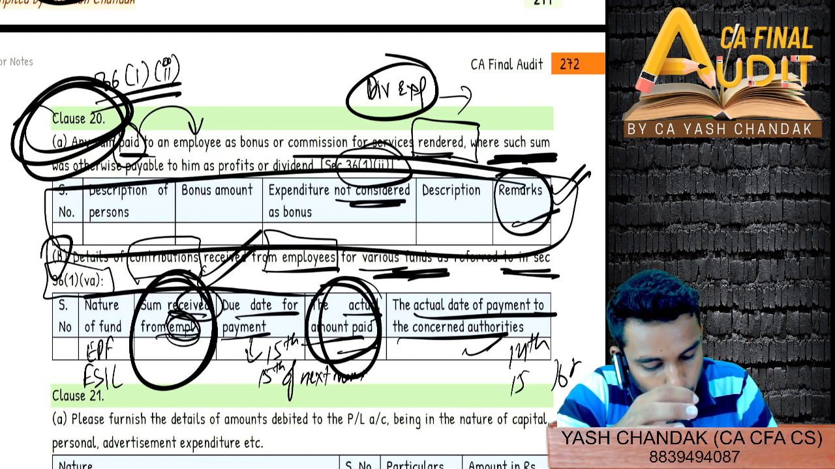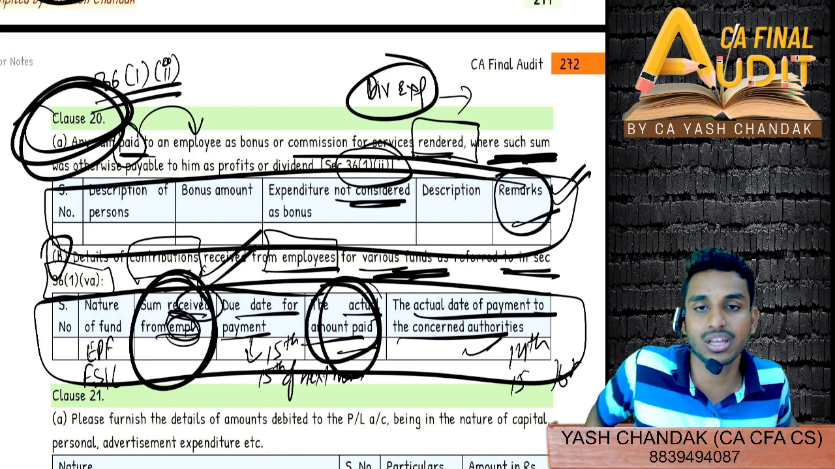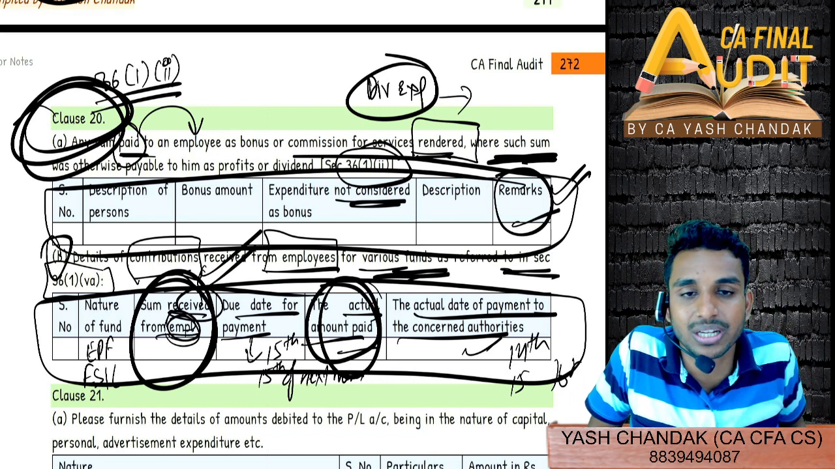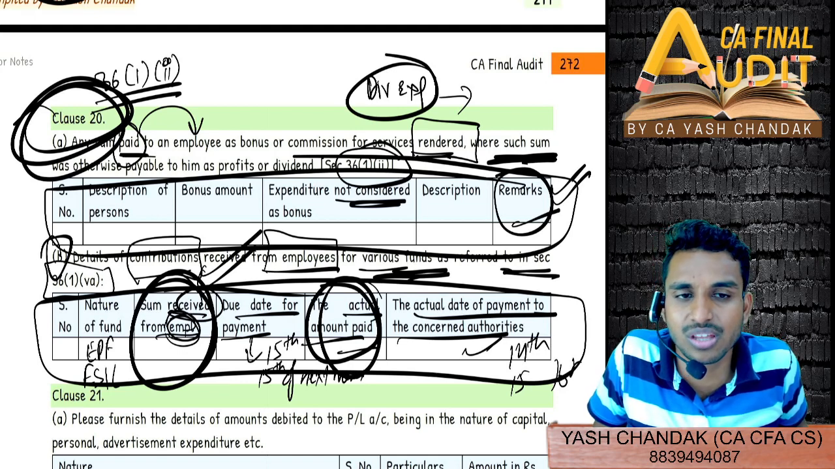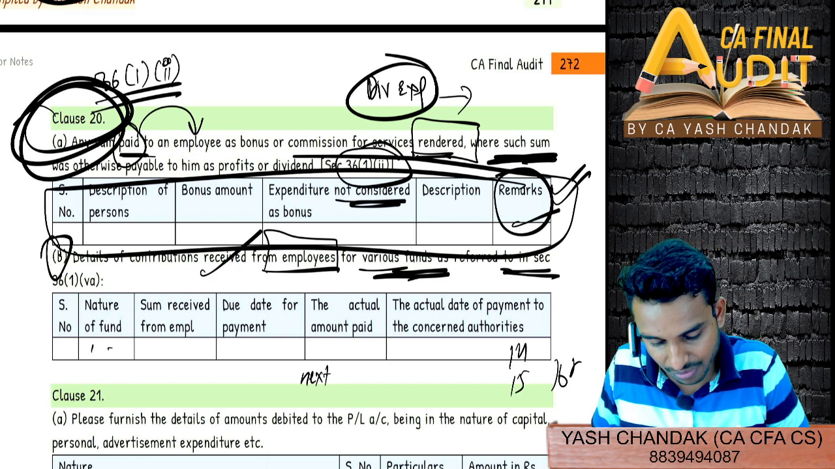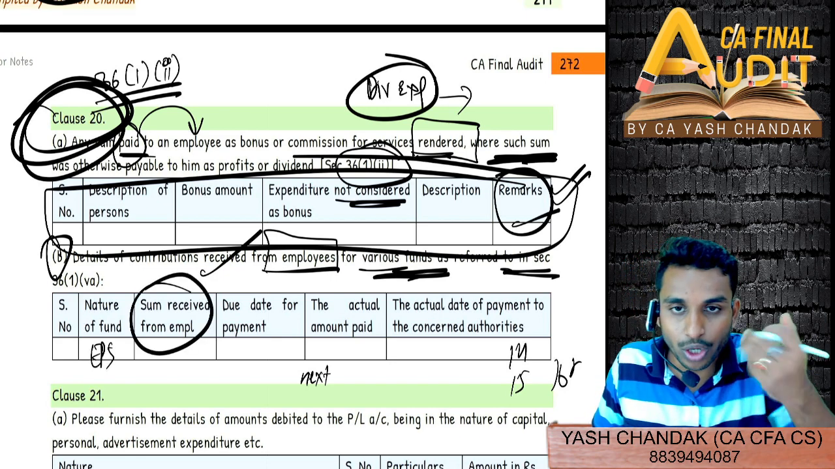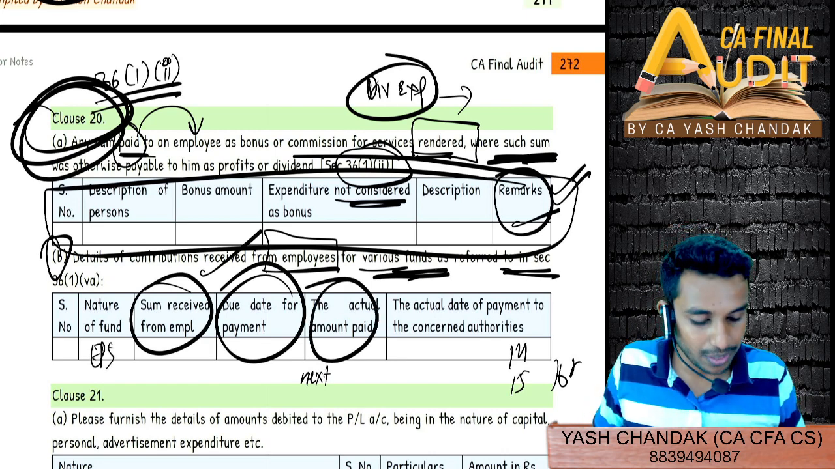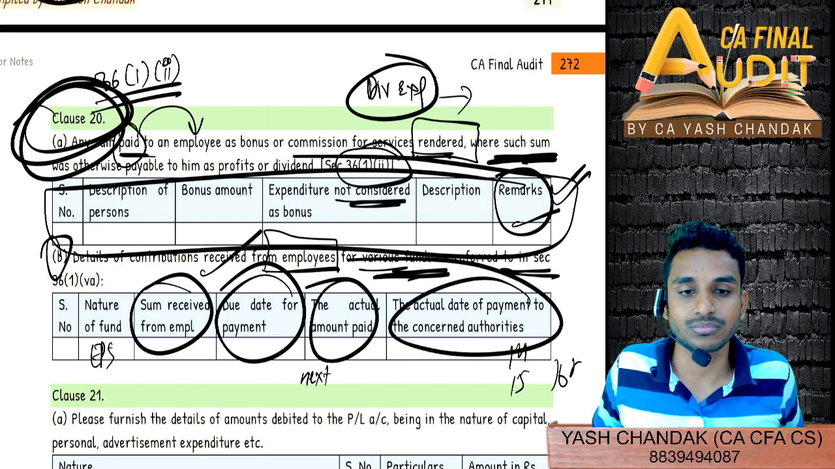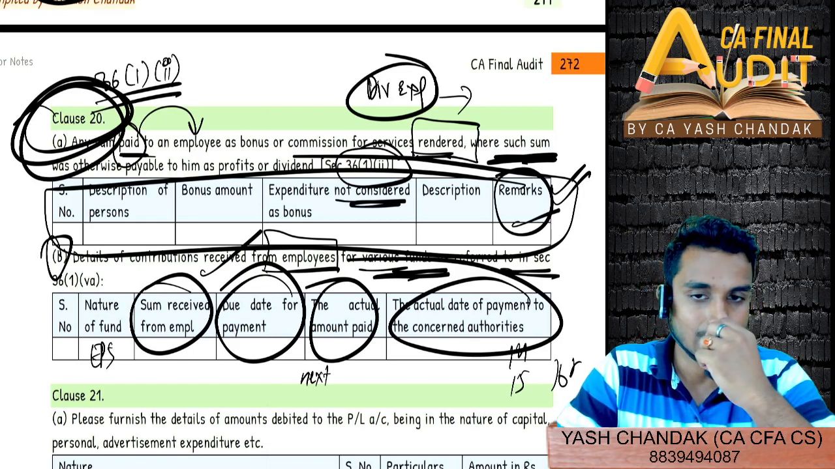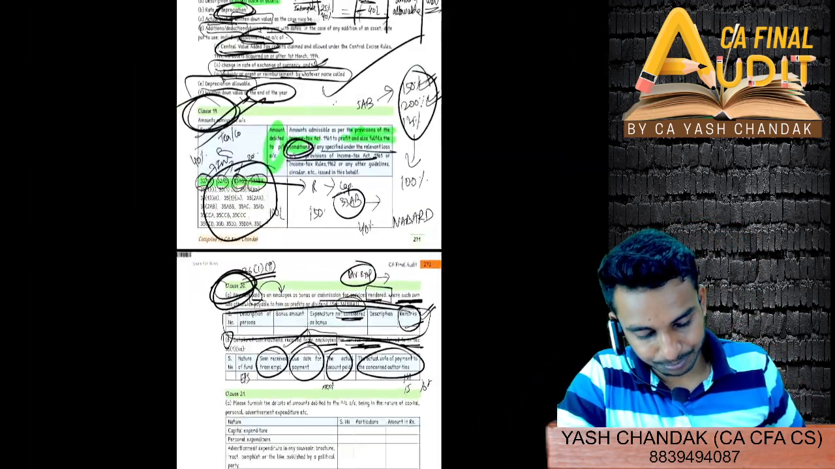Tables: if they ask you to report, you will have to report in this format in the exam. So wherever a table is mentioned, you will have to learn the table format. It is not very hectic, but easy, very logical. Here you will have to specify the nature of the fund, EPF, ESIC or what, the sum of the employee contribution, whatever you have received, the due date of payment, the actual amount you have paid, and the actual date of payment. Clear? Yes, sir.